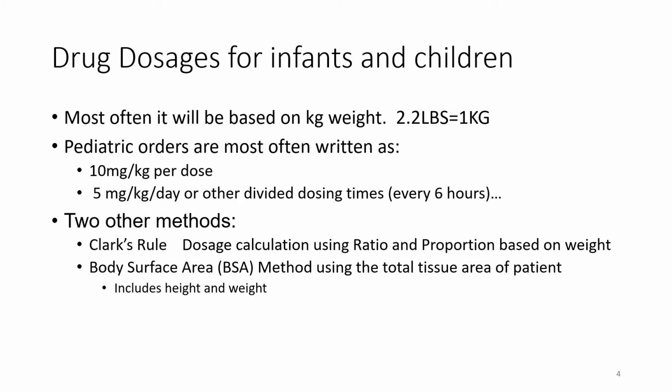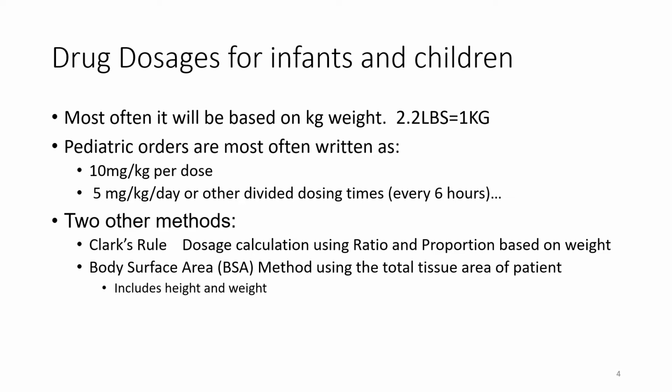Most pediatric orders are most often written as, say, 10 milligrams per kilogram per dose. And you guys will see some of these math problems, so make sure that you understand how to actually calculate those. Okay, so in order for you to be able to make sure that you're giving a safe dose, you're going to use that 10 milligram per kilogram per dose in order to find out if you're giving them an appropriate dose.